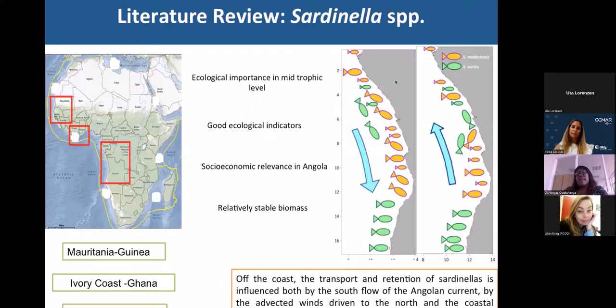In Angola, they make north-south migrations. In austral winter, they can be found in the northern coast, and in austral summer, they migrate southwards. Those migration patterns are mostly driven by the southward flow of the Angola current, by the advected winds driving to the north, and coastal currents in the wave zones.